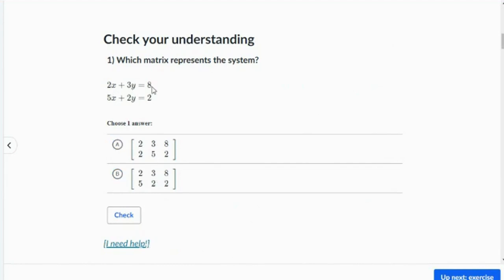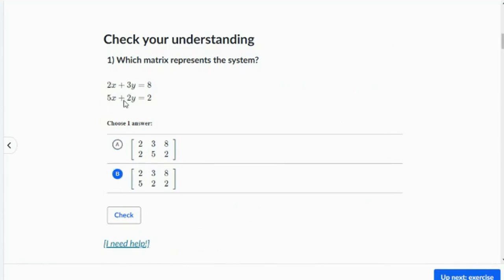2, 3, 8 would be the top. Those both have 2, 3, 8. And then 5, 2, 2. And you have to make sure it's in the same order. This is x, then y. Because if they swap the x and y, you have to put them in the same order before you check that. 5, 2, 2. So it's obviously B.